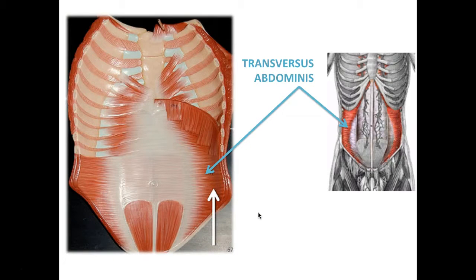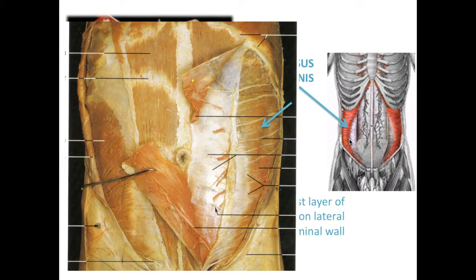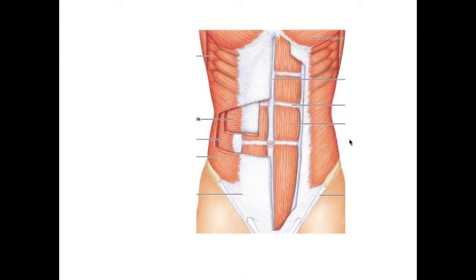So when we peel your internal oblique muscle out of the way, we are going to see your transversus abdominis. And this was named so because all the fibers are moving in a transverse fashion across the abdomen. And this is our deepest layer of our abdominal lateral muscles. So this is a nice cadaveric image too of what your transversus abdominis muscle would look like.